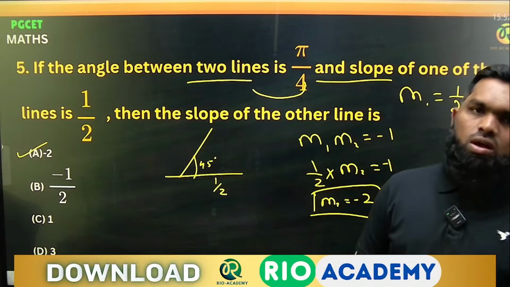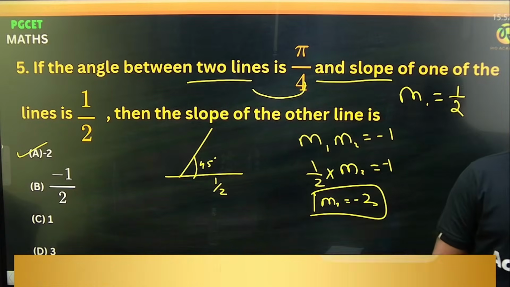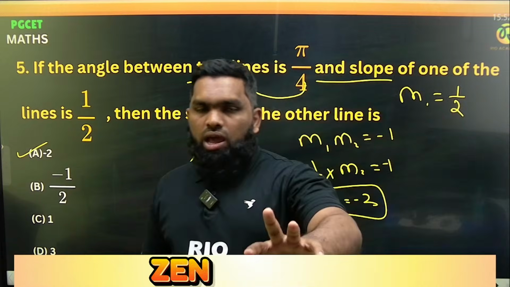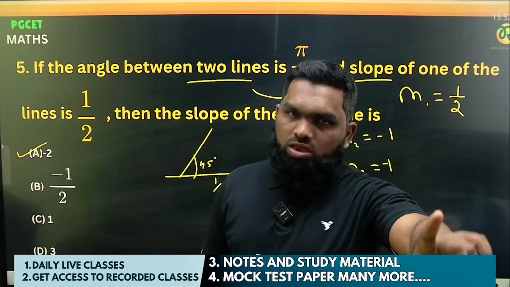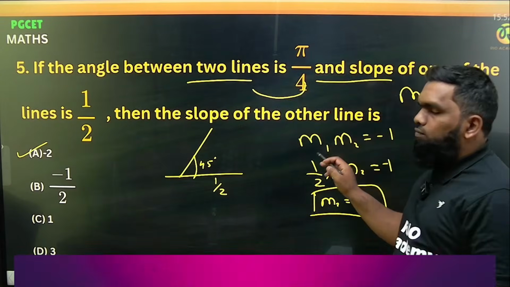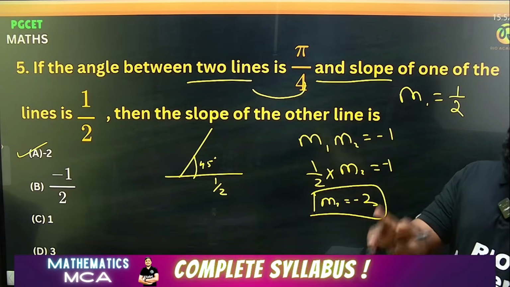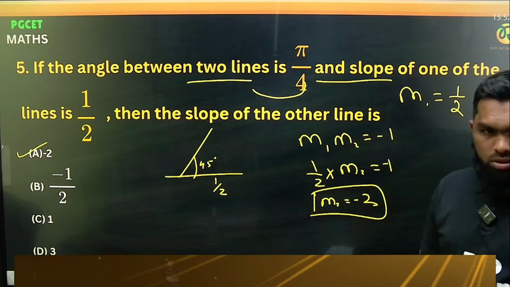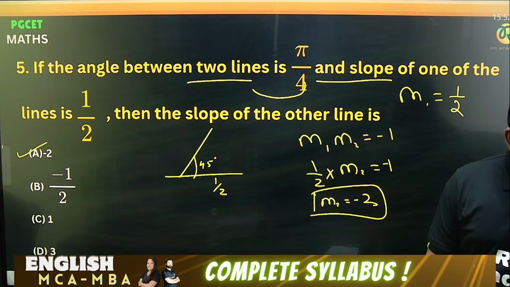Yes, till now we have solved a total of 5 questions. When one angle is given and one slope is given, you have to use this formula: m1 into m2, as the two lines are perpendicular. Okay, understand?